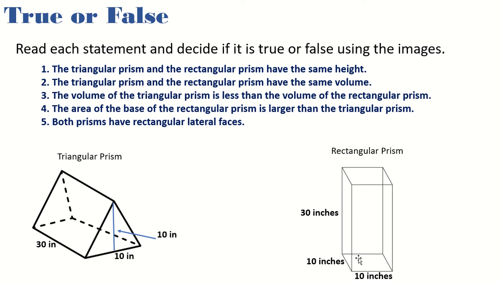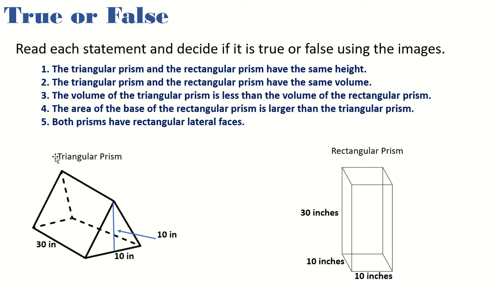So down here, I'm hovering over the base of the rectangular prism. So here's the base, okay? And then here's the second base on the top. So the distance between the two bases is right here. So that's how tall this object is. And that object is 30 inches. Okay? So now let's look at the triangular prism.